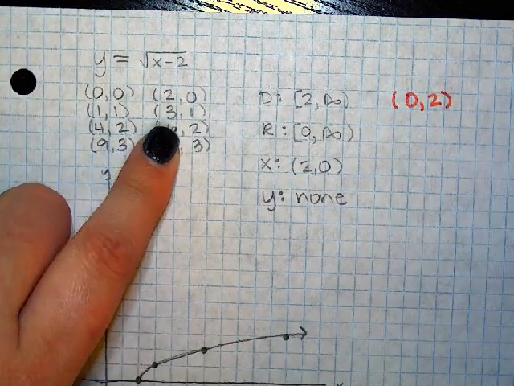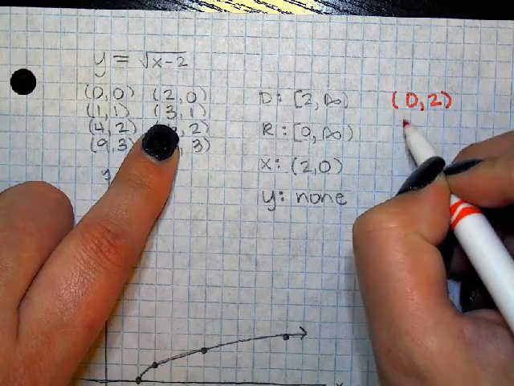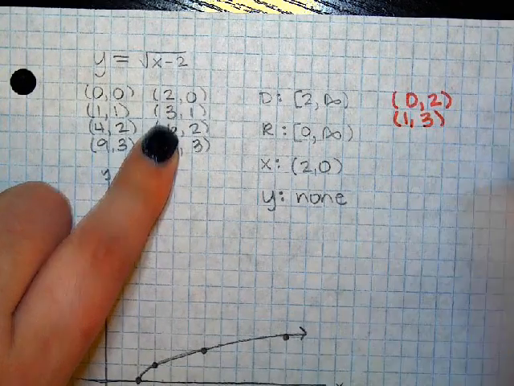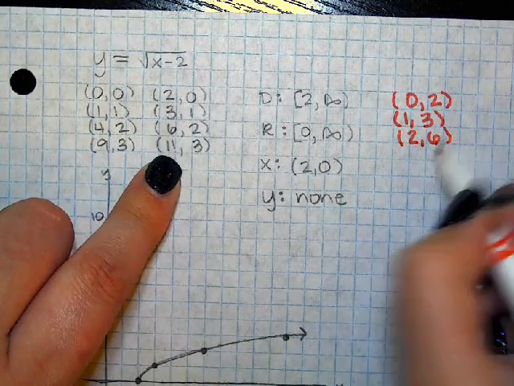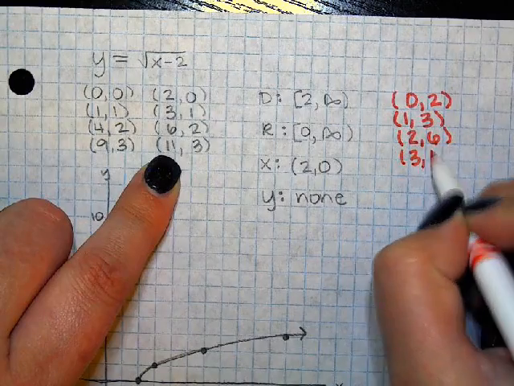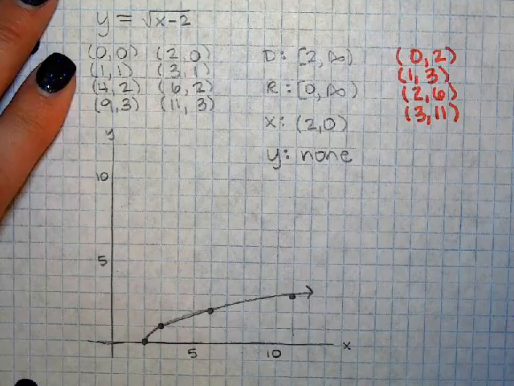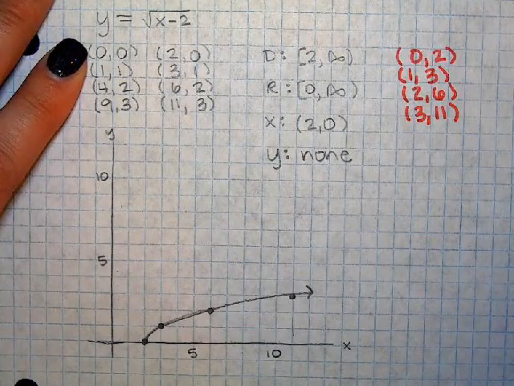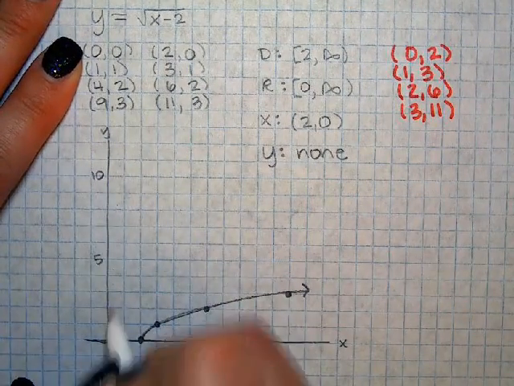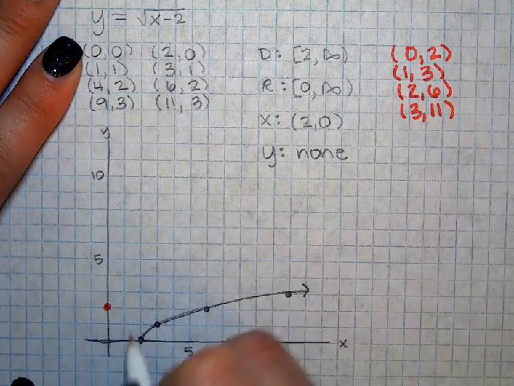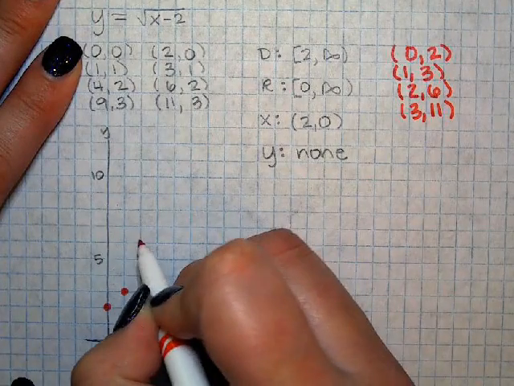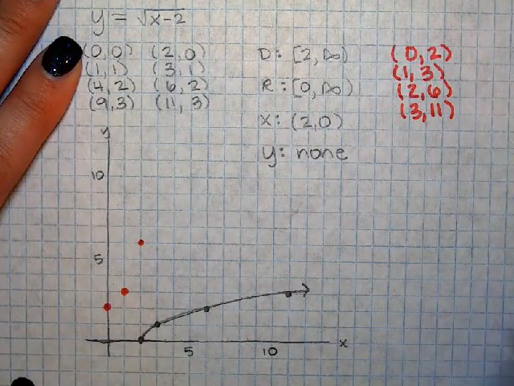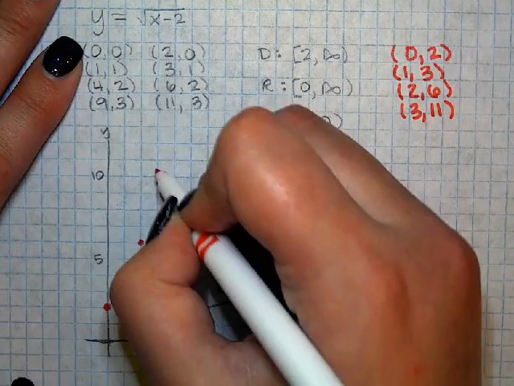I'm going to take the 3, 1 and switch it to 1, 3. I'm going to take the 6, 2 and switch it to 2, 6. I'm going to take the 11, 3 and switch it to 3, 11. And then I'm going to plot those points. Okay? So I've got 0, 2, 1, 3, 2, 6, and 3, 11.